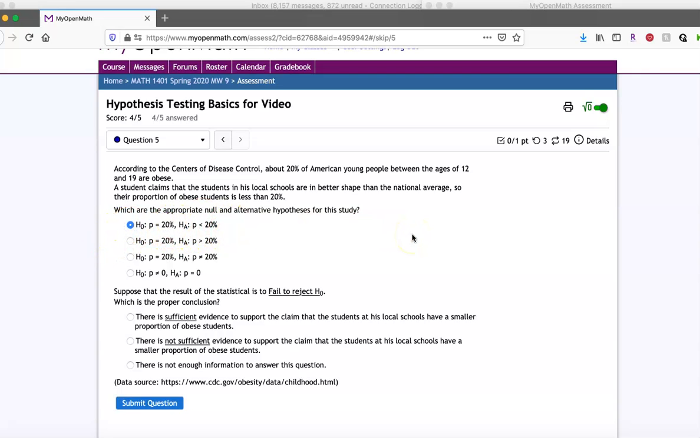Suppose the result of the statistical test is to fail to reject. If he fails to reject, what is it? There is not sufficient evidence.